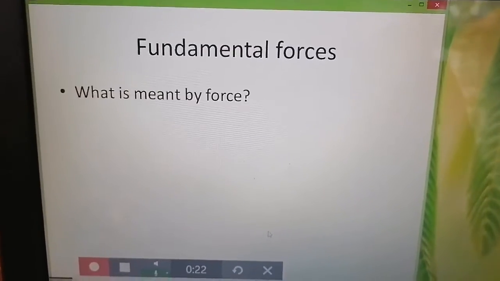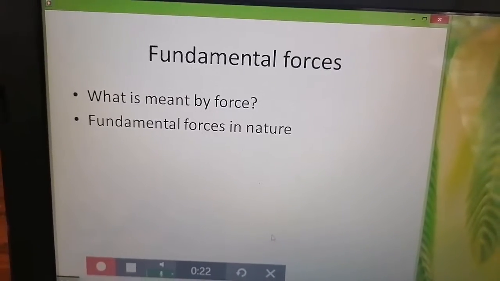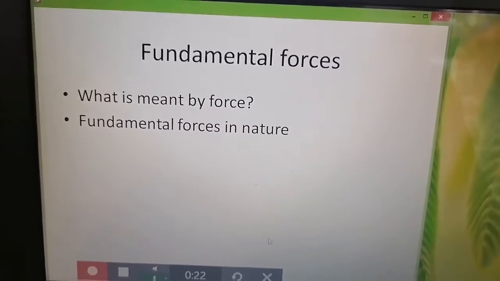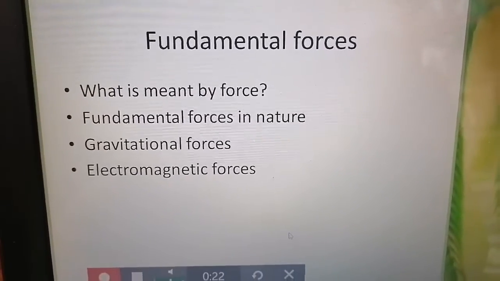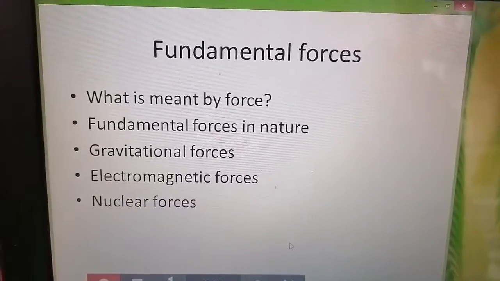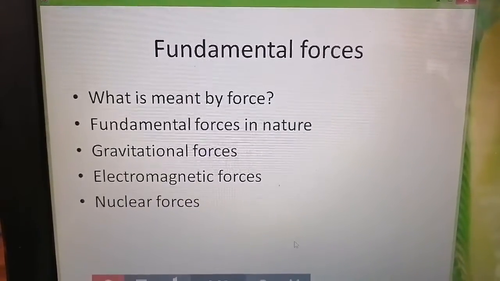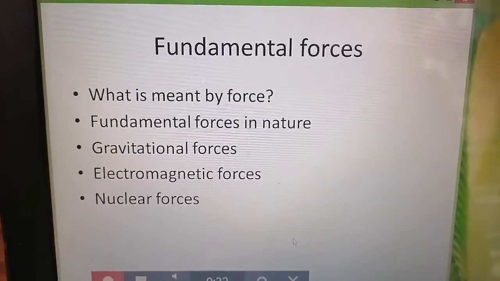In this lesson, we will study what's meant by force, and the fundamental forces in nature, for example gravitational forces, electromagnetic forces, and nuclear forces. الليسن بتاعنا هندرسه إن شاء الله على 3 parts. أول part النهاردة إن شاء الله نتكلم عن definition بتاع الفورس and fundamental forces in nature.